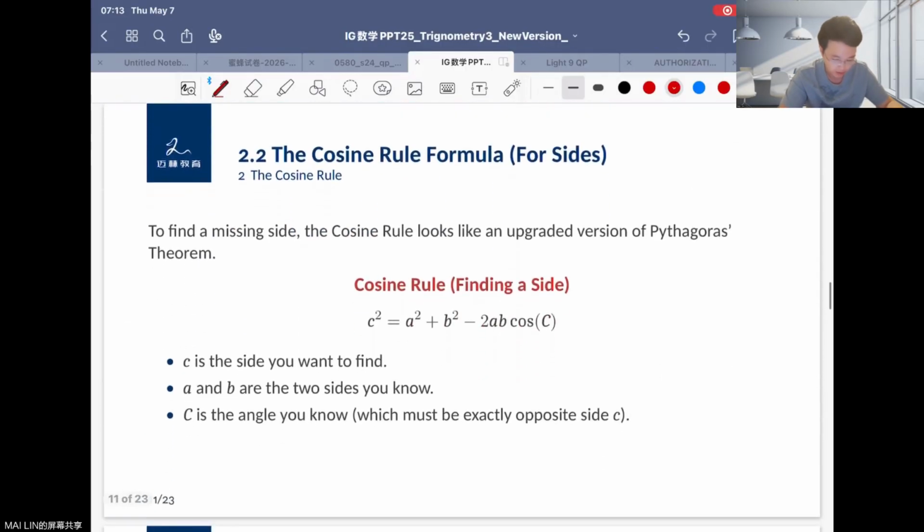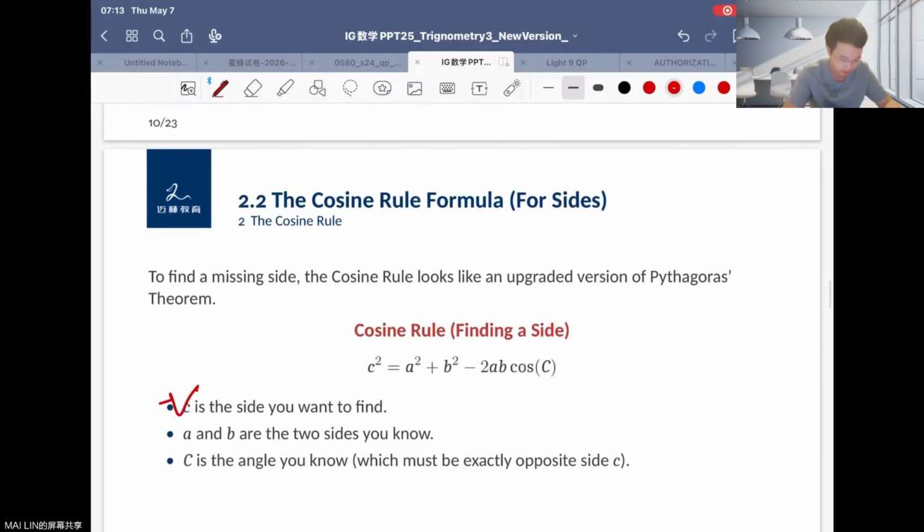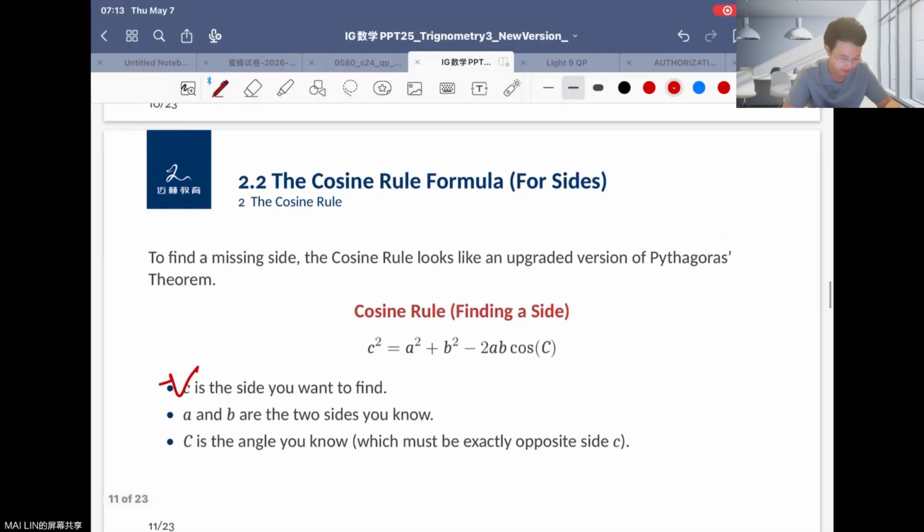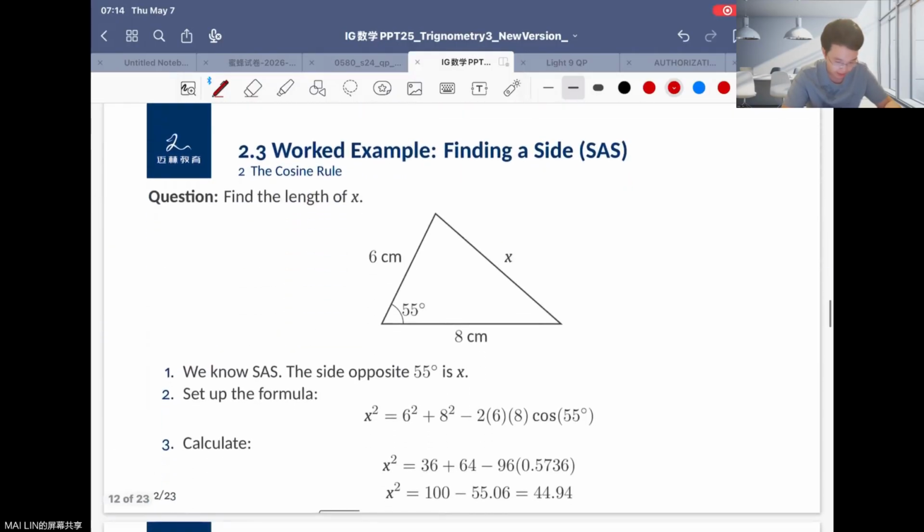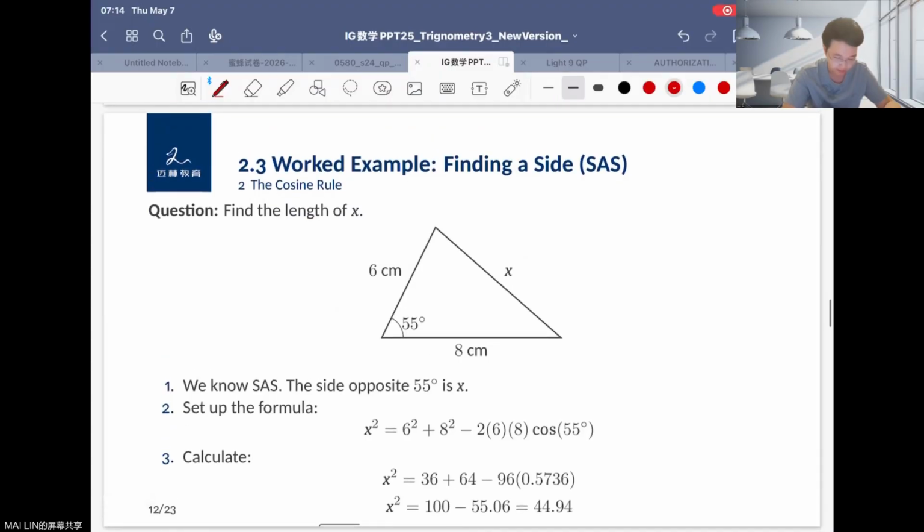So let's move to the first part. Here we can set the cosine rule as this: c squared equals a squared plus b squared minus 2ab times cosine C. Here c is the side you want to find, and a and b are the two sides you know. So c squared equals a squared plus b squared minus 2ab times cosine C. And here there's a question like: find the length of x.